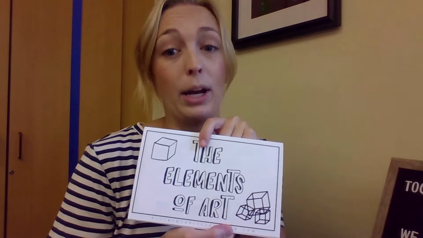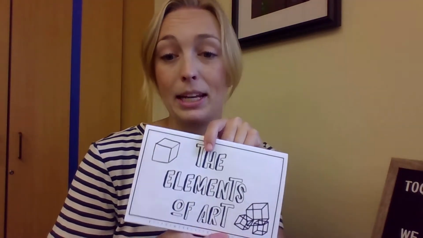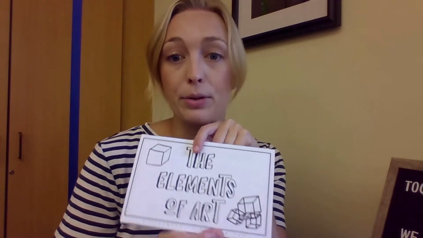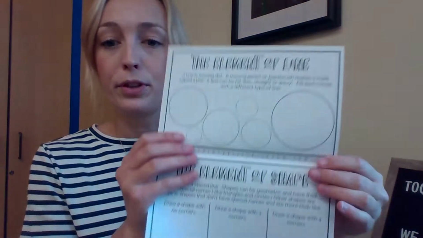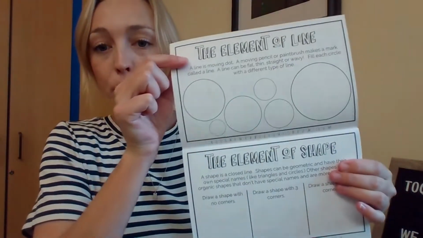Also, this is black and white, which means you can color it and make it pretty with colored pencils or crayons or markers, whatever you have at home. You can do that when you're done filling out all the pages. So let's get started. The elements of art. If you open up your first page, this is like a little book, so open it up.